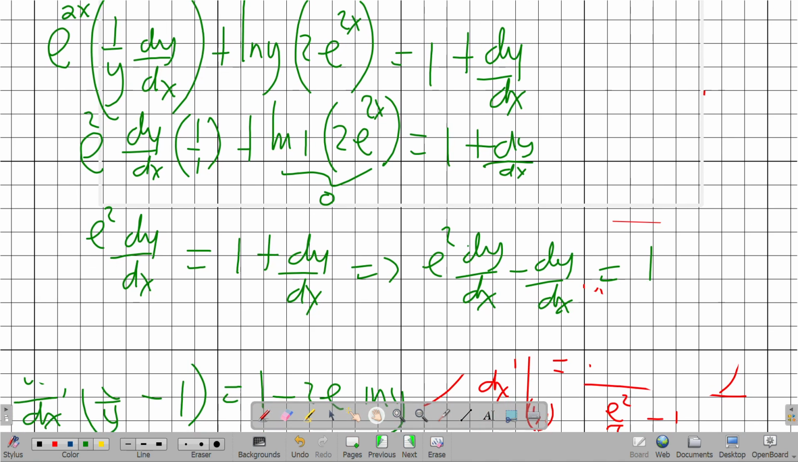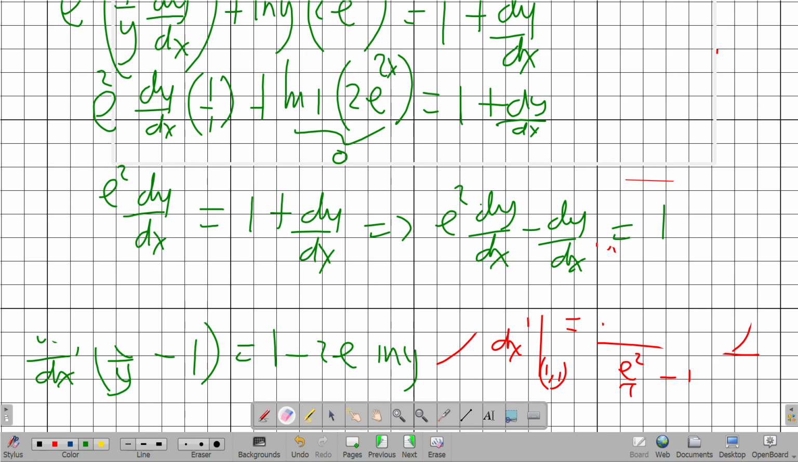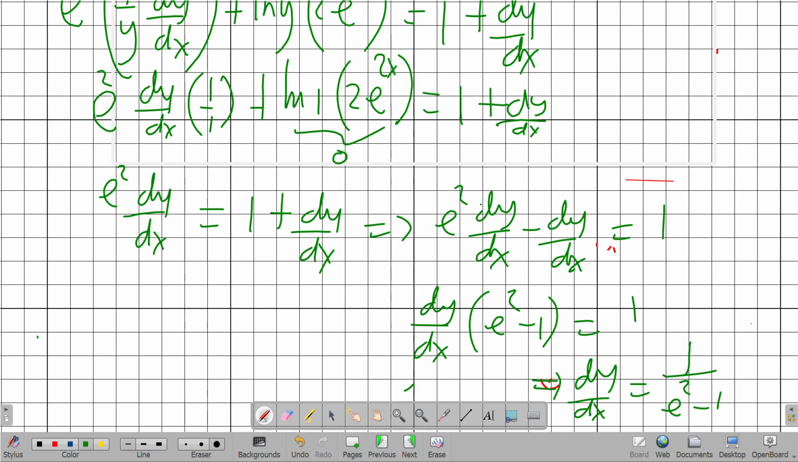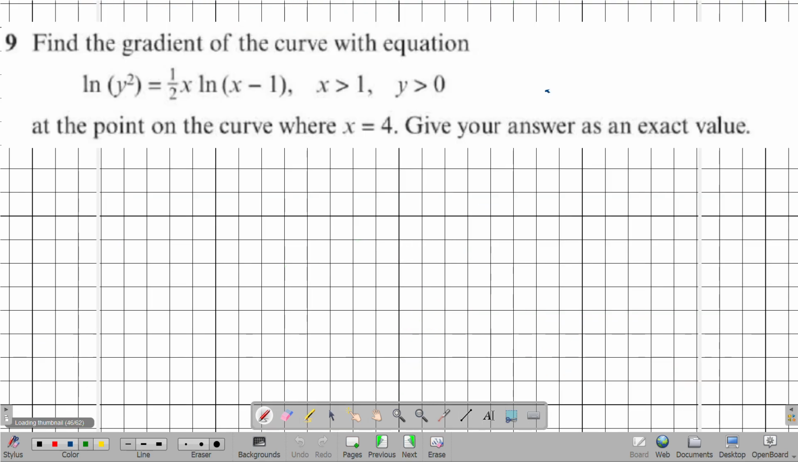Simplifying a bit further, this gives us dy over dx times e squared minus 1 is equal to 1, which further tells us that dy over dx is equal to 1 over e squared minus 1, which is an exact value. That's our answer. Next question.